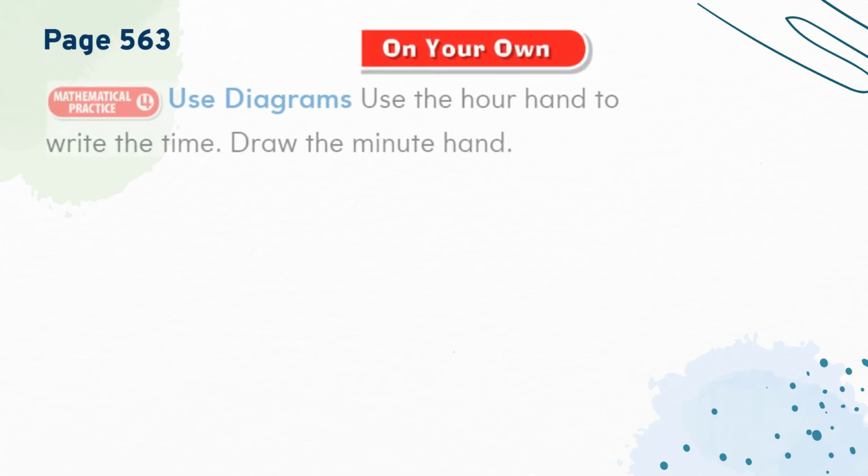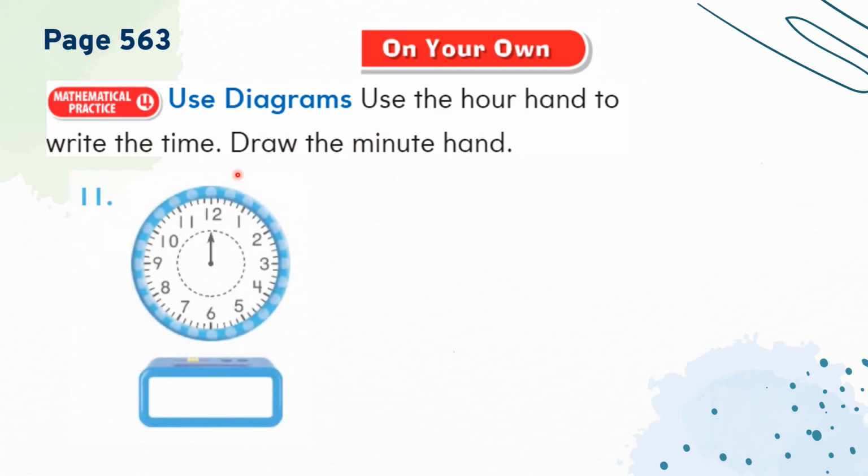Moving on to page 563, which has the on your own questions. Use diagrams. Use the hour hand to write the time. Draw the minute hand. So again we are going to draw the minute hand, but first we are going to look at the hour hand and analyze the time, and after drawing the minute hand we are going to write down the time as well on the digital clock.